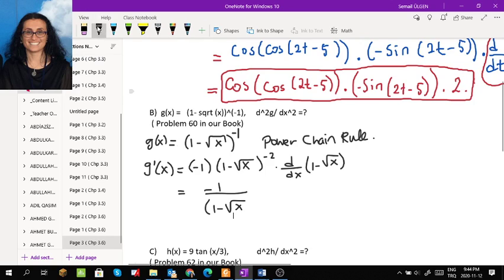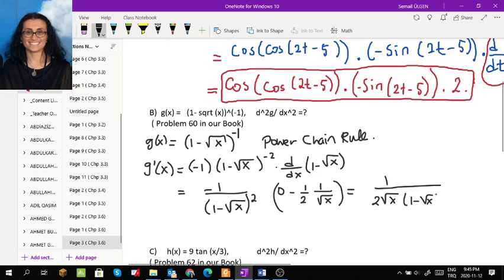Here we are going to continue writing it down. 1 minus square root of x, we raised it to the positive power 2. The derivative of 1 is 0, and the derivative of square root of x, you can consider this as x to the 1 over 2. We apply the power rule, 1 over 2, 1 over square root of x, right? So that's what it is. And now what's the answer? We have a minus here, minus, it becomes positive, and we have 1 over 2 square root of x and 1 minus square root of x to the second power.